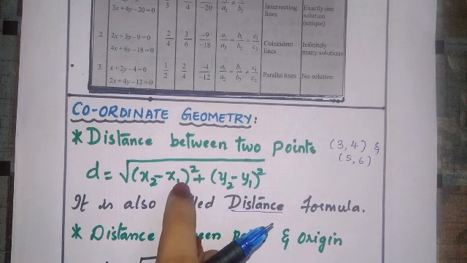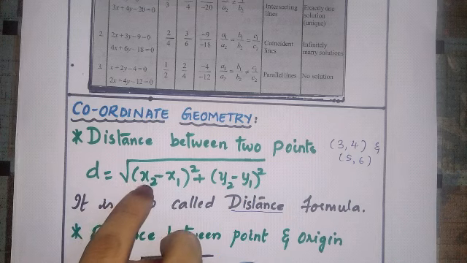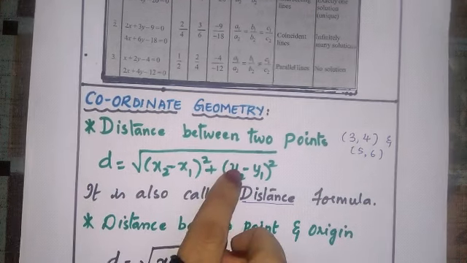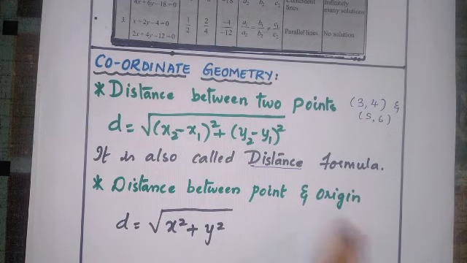So this is the formula for the distance between 2 points, that is D equals root of x2 minus x1 whole square plus y2 minus y1 whole square. Let us see now the distance between a point and the origin.